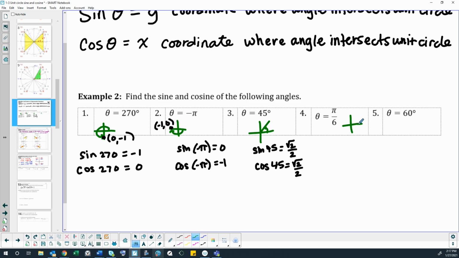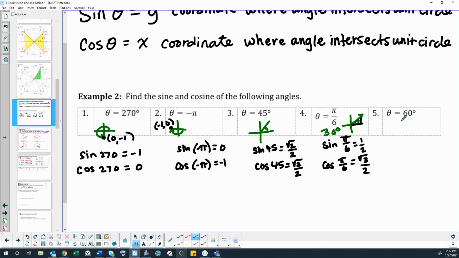Okay, then we have pi/6. Just because it has a 6 in it doesn't mean it's 60 degrees. In fact, it's the opposite. It is 30 degrees, right? So while both 30 and 60 degrees come from the same triangle, the opposite and adjacent sides are switched. So if you're doing the sine of pi/6, because it's a 30-degree angle, the y value is shorter, so that would be 1/2. And the cosine of pi/6 would be the x value, which is longer, and that is square root of 3 over 2.